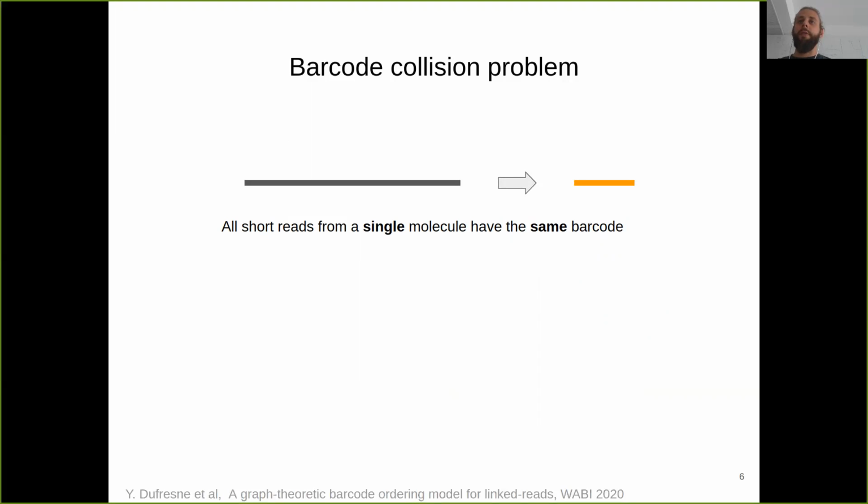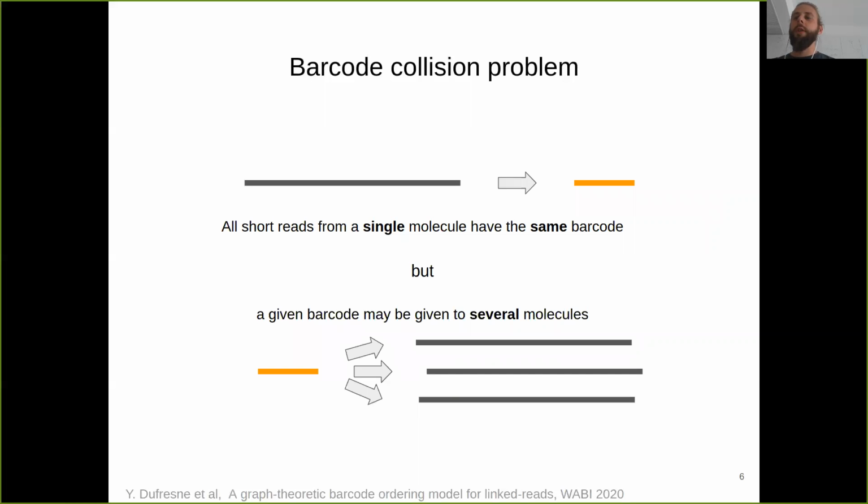All the short reads are hybridized with a yellow barcode, and all are coming from the same long molecule. Because of the physical separation of the long molecules, we can guarantee that all the reads coming from the same long molecule are tagged with the same barcode. But because of the limitation on the number of barcodes, one barcode can be used multiple times, and so two long molecules can end up with the same barcode.